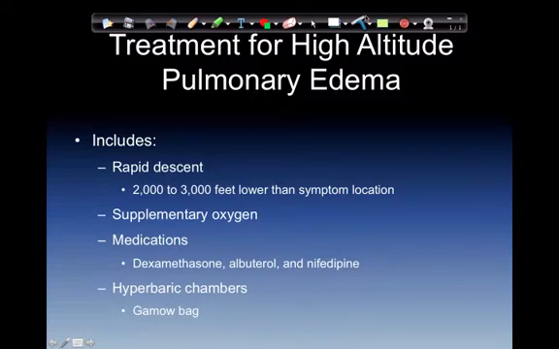And then hyperbaric chambers, a Gamow bag, a sleeping bag-like device that can be inflated to mimic pressures at altitudes approximately 2,000 foot lower than you're currently located.